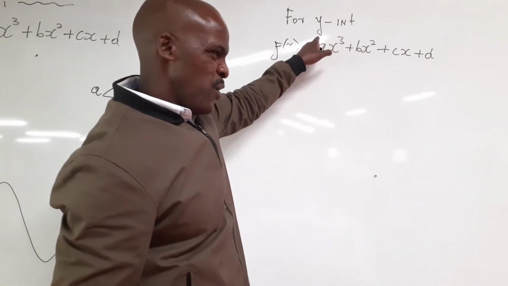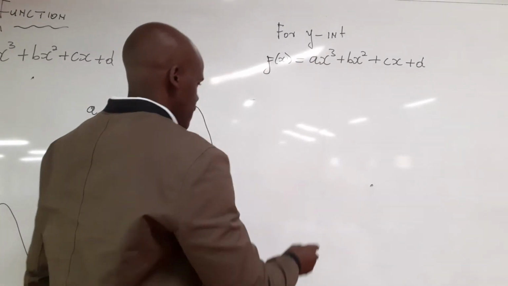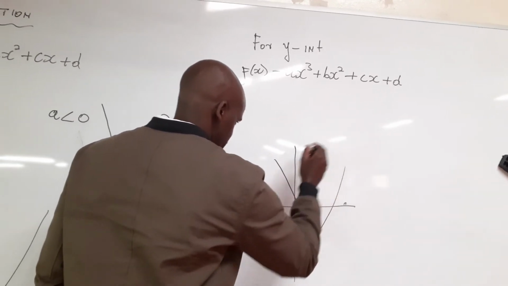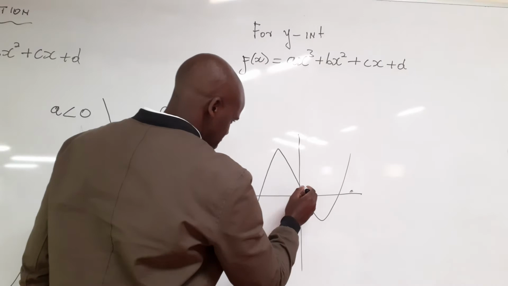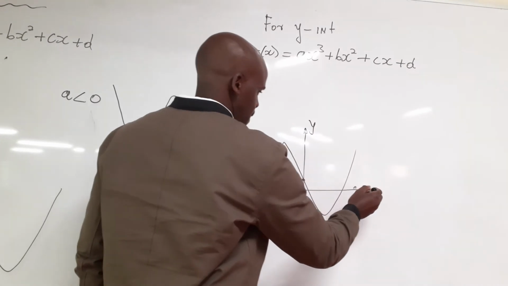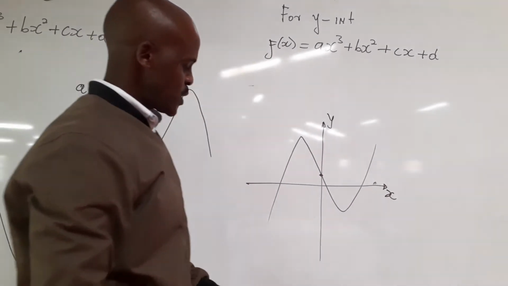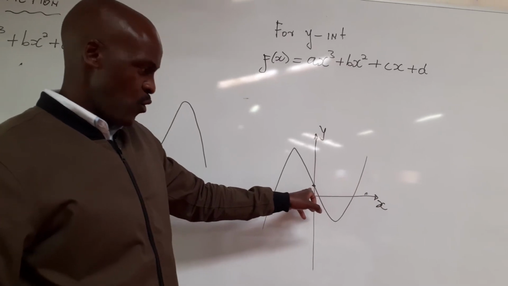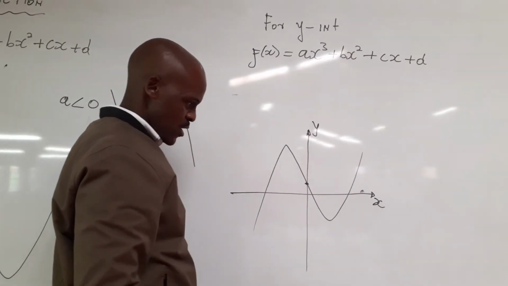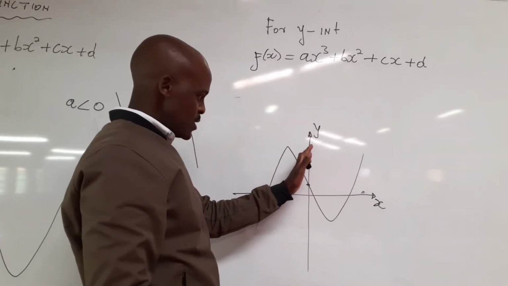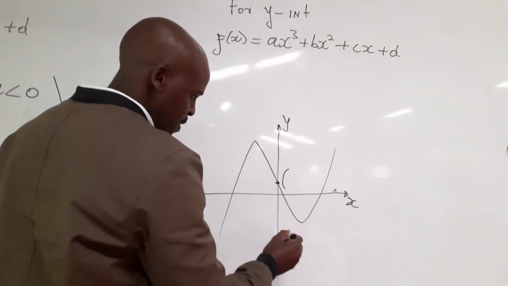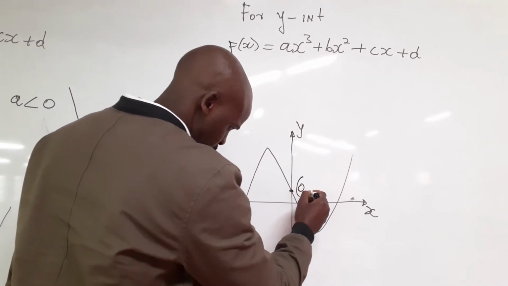Remember, we are talking about the y-intercept. The y-intercept is a point where the graph cuts the y-axis. So, how many points where the graph cuts the y-axis? Only one point. And when you look here, it's the y-axis, so that means x is not included. It's only y because it's the y-axis. There is no x here. Therefore, x is 0 here.